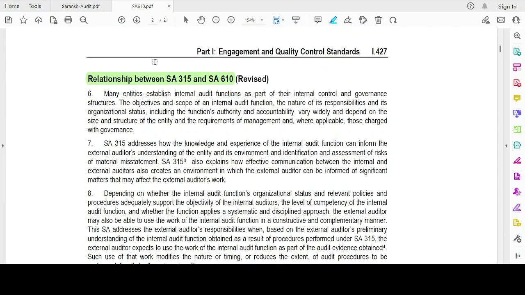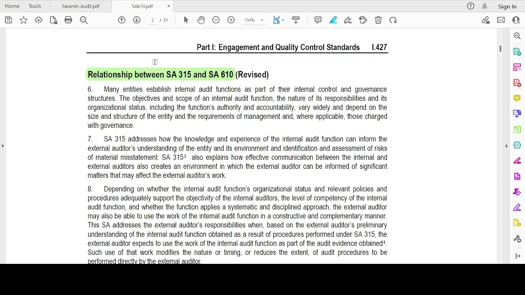Relationship between SA 315 and SA 610. Before that, I will say one thing. All those marked in green in this PDF are the questions, meaning those could be formed as questions. Now we are going to see the answers, with the keywords marked in blue.